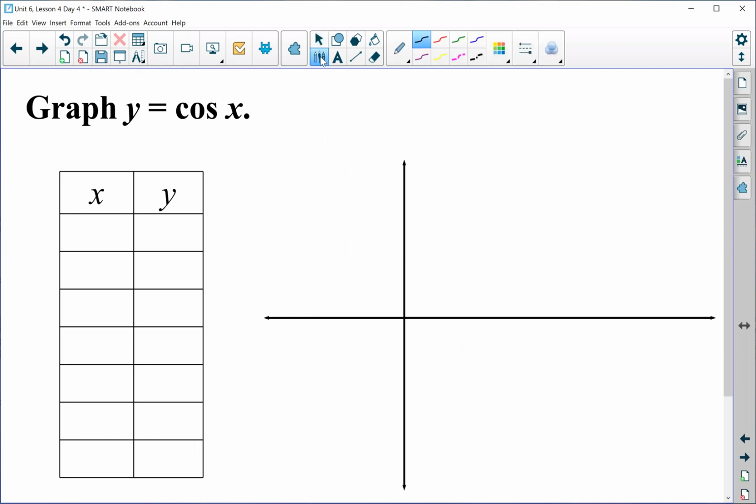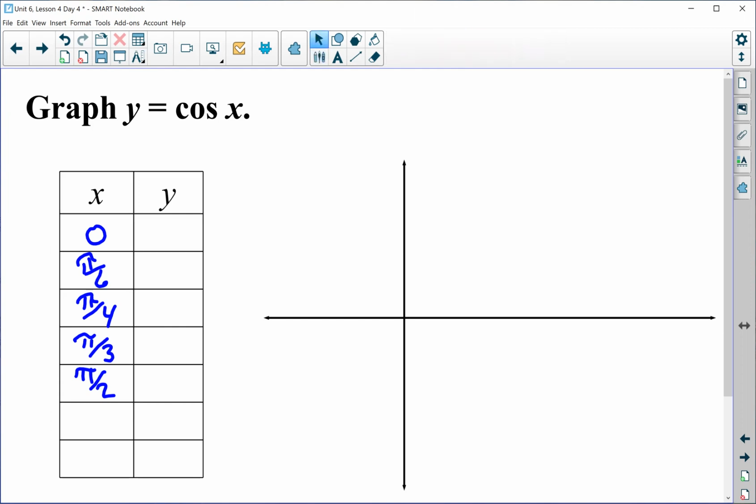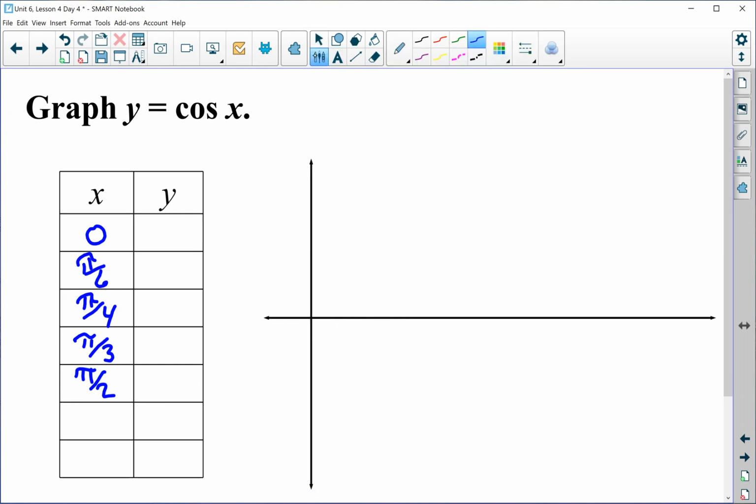And again, you could use your unit circle to come up with some values. Again, we're going to go 0, pi over 6, pi over 4, pi over 3, pi over 2, and then we'll do some more values, but those are the ones we're going to start with anyway. And remember, the period for cosine is 2 pi.